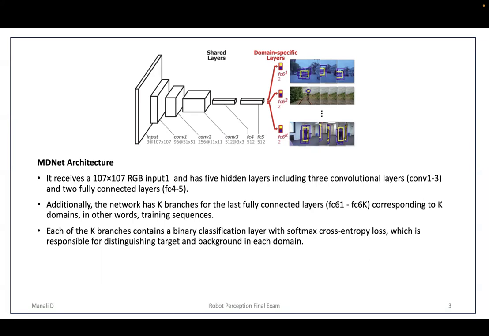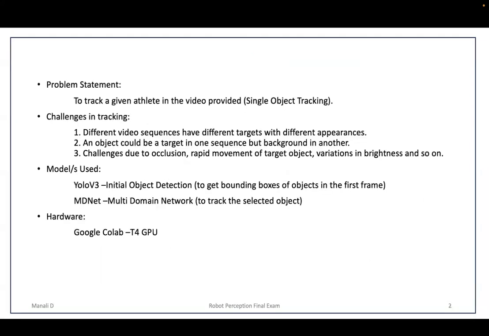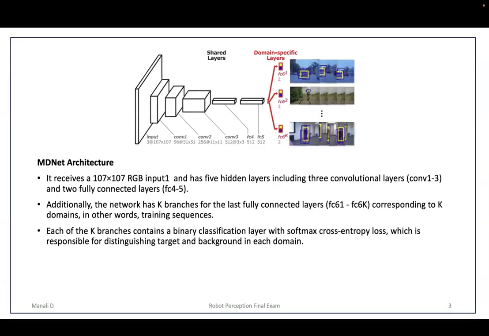But the problem here is the last layers are not generic. Like for the initial challenge where one object can be a target in one sequence but background in another, in this case that would be a problem. What MDNet does is something very clever. It rearranges the network into two parts. The first part is a shared part, and then there is a part which is independent for each domain.